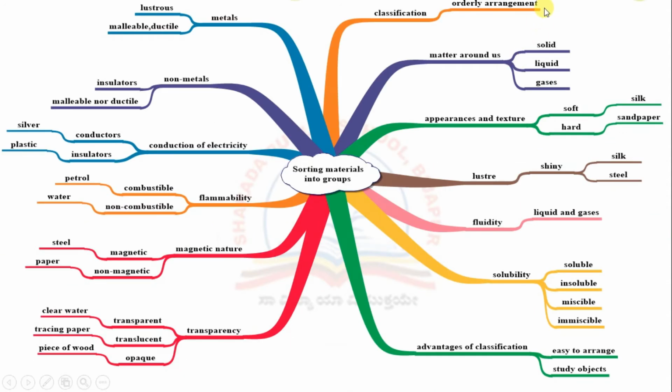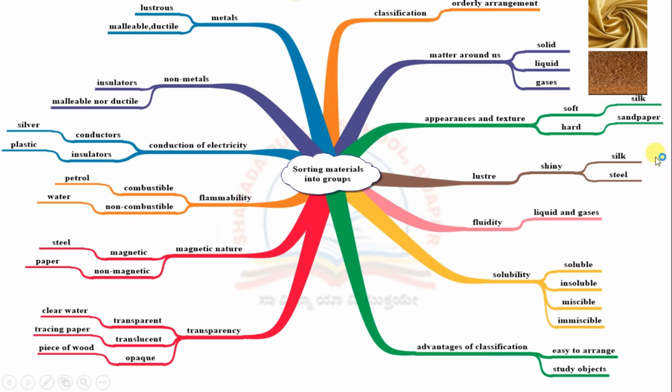Classification. The orderly arrangement of items into groups is called classification. We have learned that matter is anything that has mass and occupies space. Matter is made up of tiny particles that cannot be seen with the eyes. Each state has its individual properties. They are solid, liquid and gaseous. Students, we can classify the substances based on their appearance and texture. If you touch a piece of sandpaper and a piece of silk, we will find that the sandpaper is rough while silk is soft and smooth.